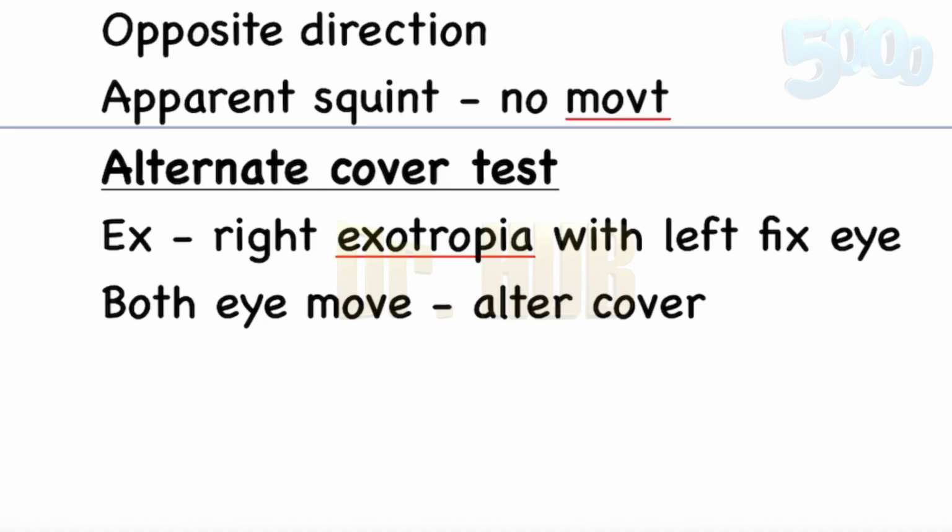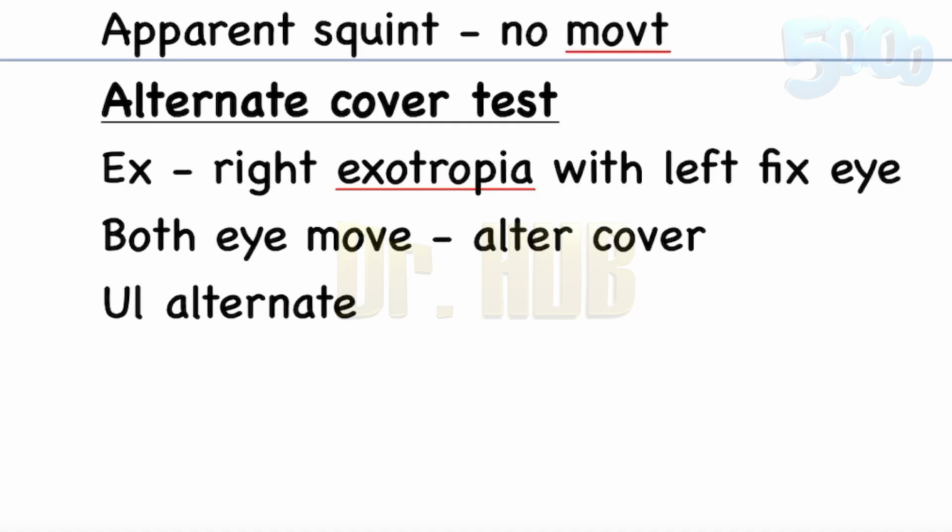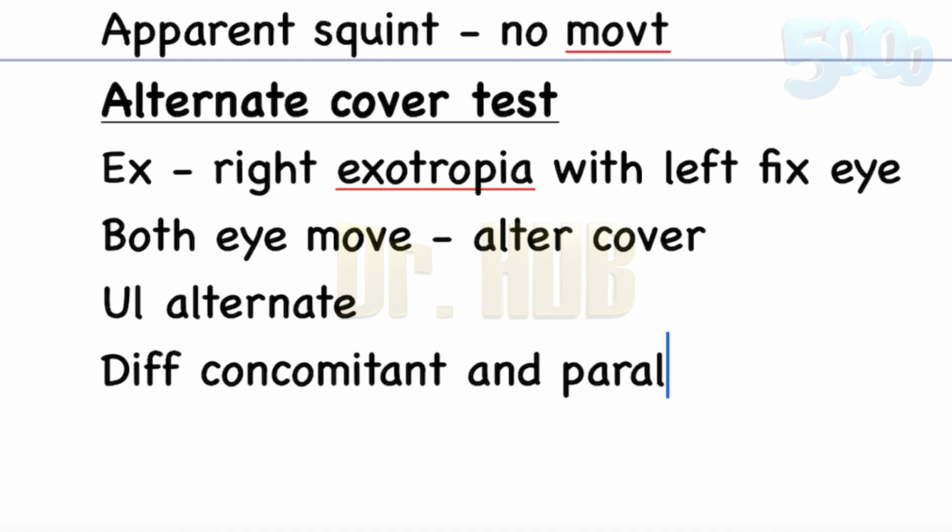This reveals whether the squint is unilateral or alternate. And it differentiates between the concomitant and the paralytic squint.